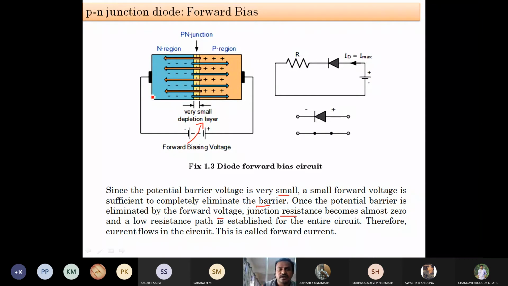So almost zero and the low resistance path is established because of this forward bias voltage. Okay, therefore current flows in the circuit. Okay, so forward bias, it is the condition of the diode where diode is going to act as a conductor. Okay, the construction diagram will be like this. Okay, and circuit will look like this.